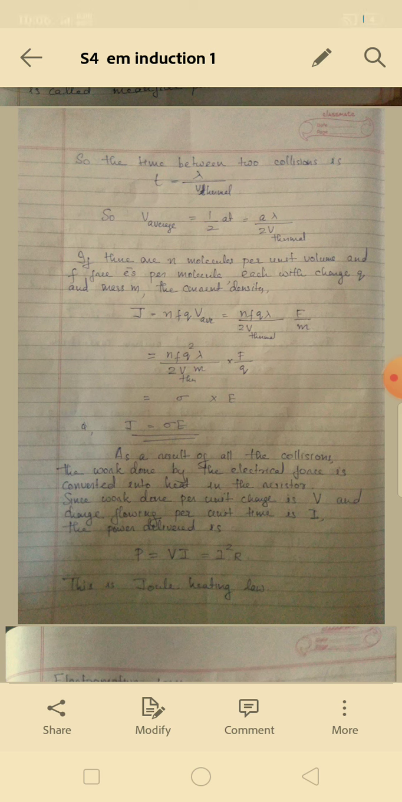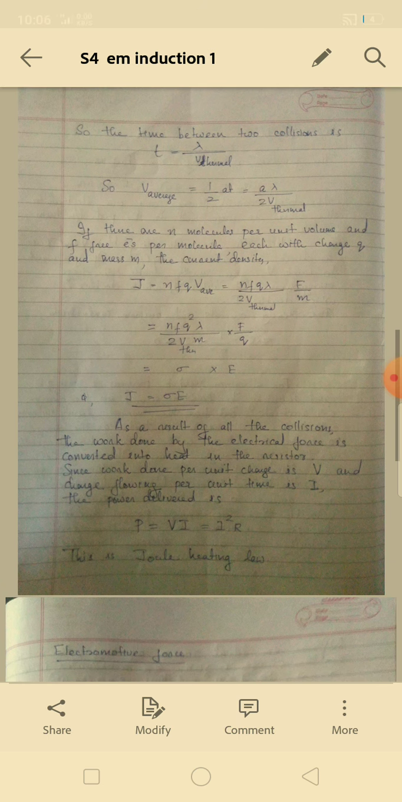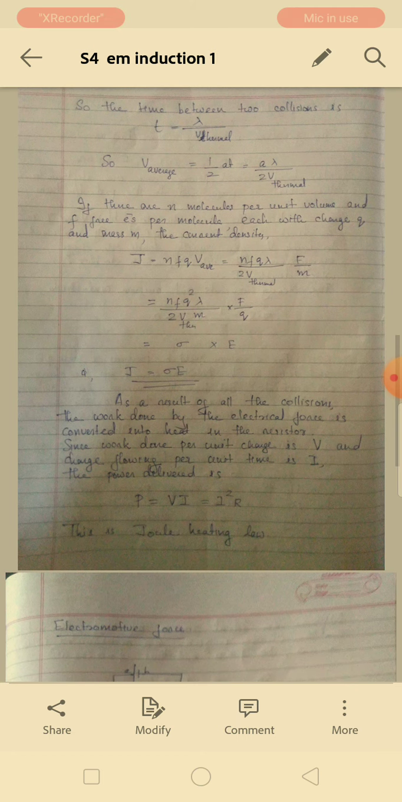That is, we are multiplying and dividing the equation by q. Here f by q, we already know it is electric field, and nfq square lambda divided by 2 V thermal m is a constant, and that constant is called conductivity sigma. That is, we are arriving at the equation J is equal to sigma E. This is the general form of Ohm's law.